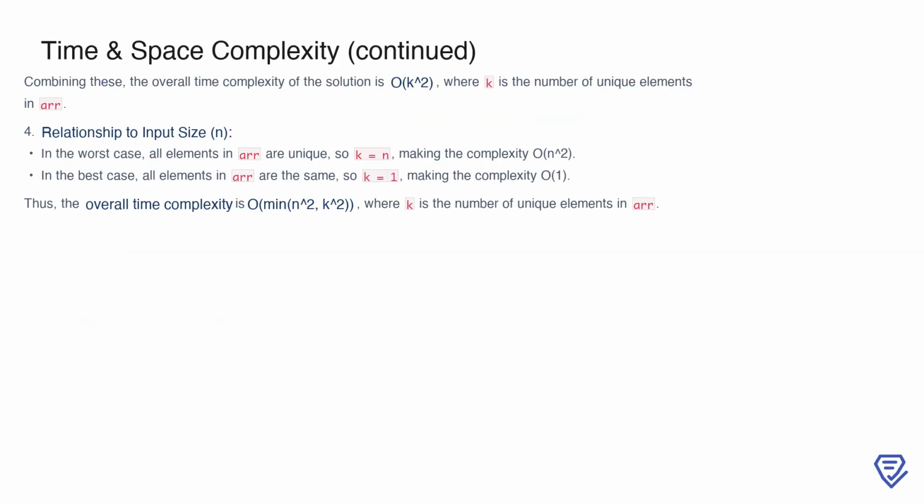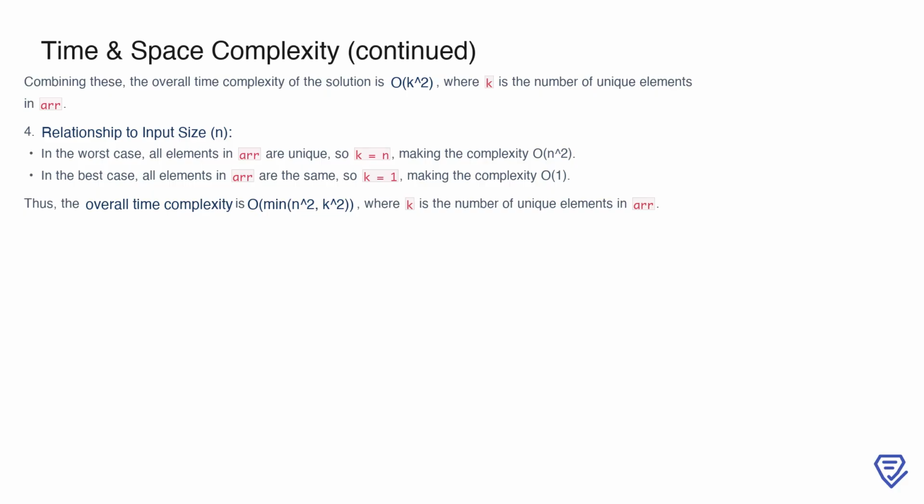When we combine the analysis, the overall time complexity of the solution becomes O(k squared), where k is the number of unique elements. Now, let's relate this to the size of the input array, n. In the worst-case scenario, where all elements in the array are unique, k equals n, resulting in a time complexity of O(n squared).